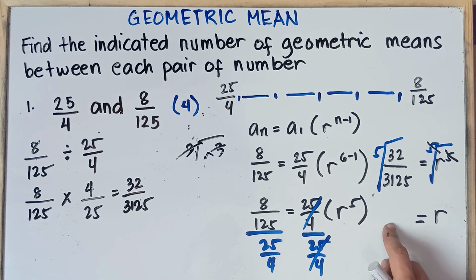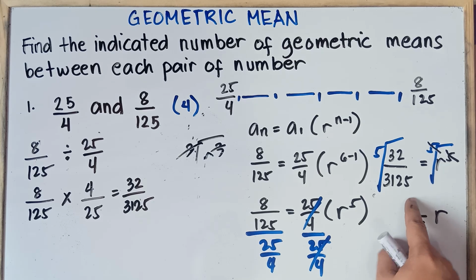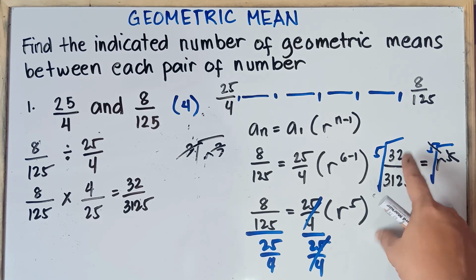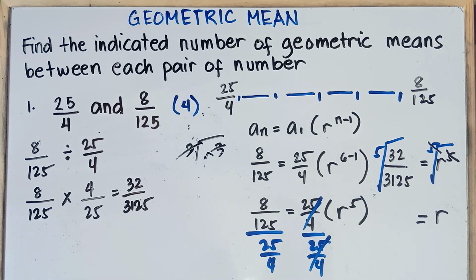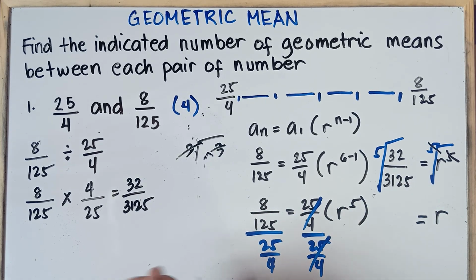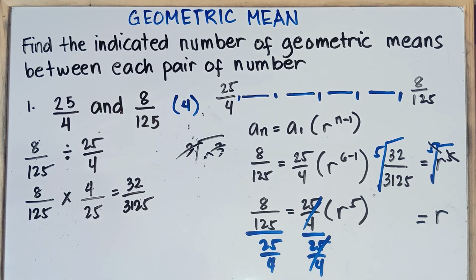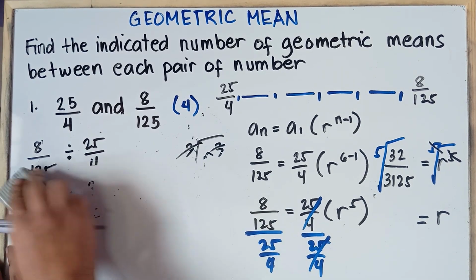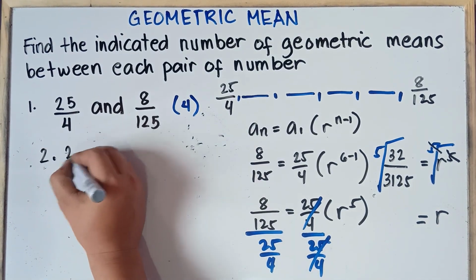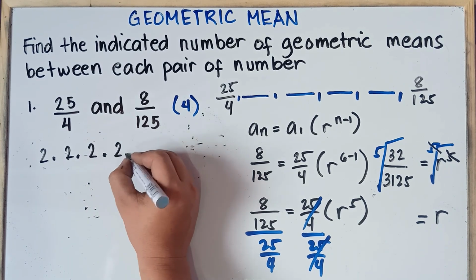Once again, class, do not divide 32 and 3125 because you will get a decimal answer, and we're not allowed to have a decimal answer for this one. So once again, you need to find the fifth root of 32. You need to find a number that when you multiply it by itself 5 times, you will get 32. So let's try 2, class. Let's check if we multiply 2 by itself 5 times, do we get 32? Let's double check, class. 2 times 2 times 2 times 2 times 2.